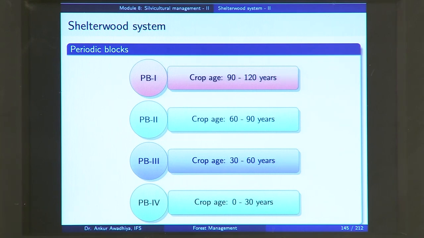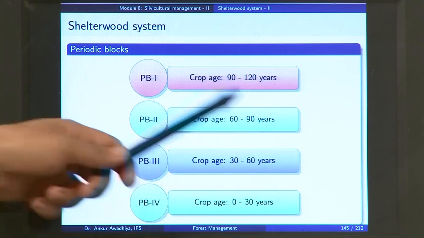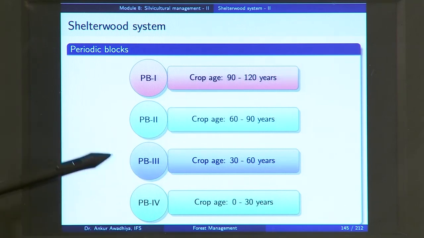Now, periodic block 2 will comprise those trees that have the age of 60 to 90 years. Periodic block 3 will have 30 to 60 years, and periodic block 4 will have 0 to 30 years.